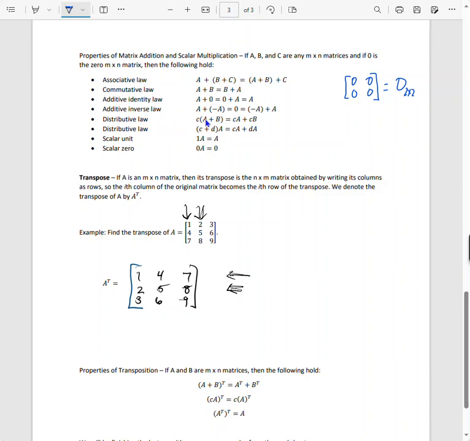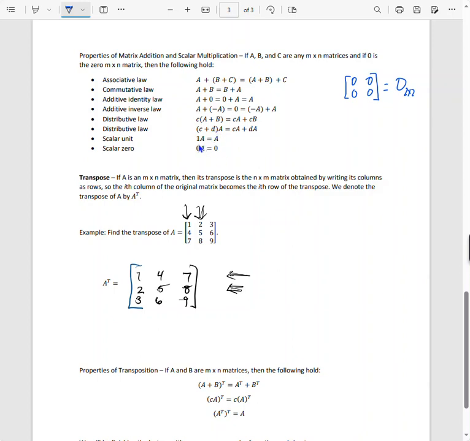We could have a constant multiplied, or a scalar, let me use the right term. Scalar multiplied by A plus B. So we can multiply the scalar by A, multiply the scalar by B, and then add the matrices, or add the matrices and then multiply the result by the scalar. Similarly, if we have a sum of scalars multiplied by a matrix, that distributes as well.